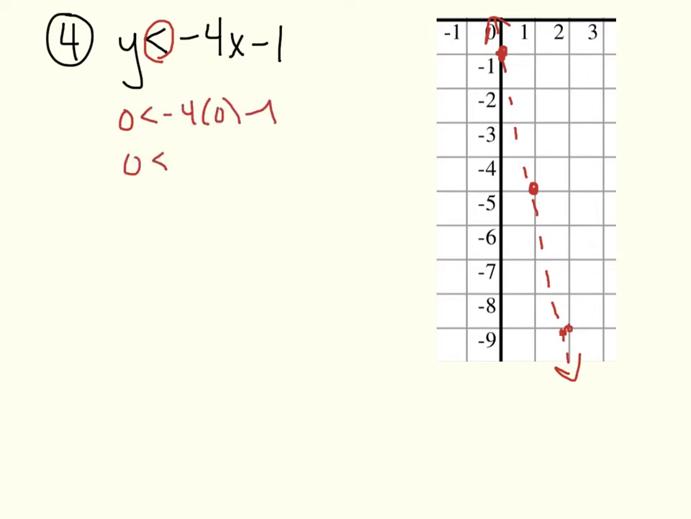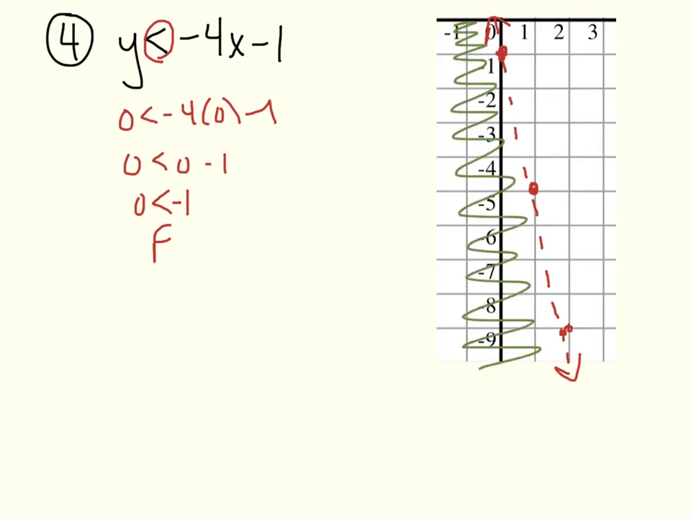So is 0 less than 0 minus 1? 0 is less than 1, or negative 1? 0 is not less than negative 1, so this is false. That means the side with 0, 0, which is above this, is the false side. And I need to shade everything that's true, so I would shade everything to the left of that line.